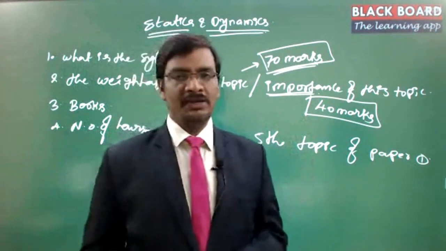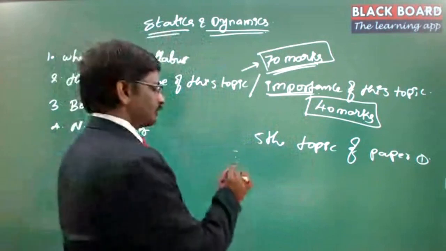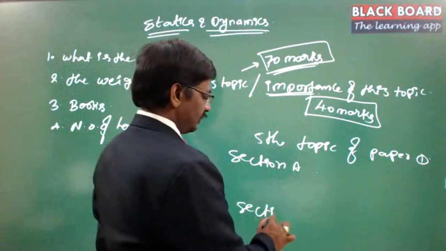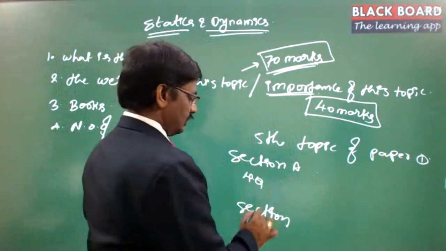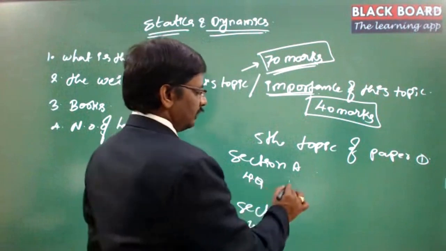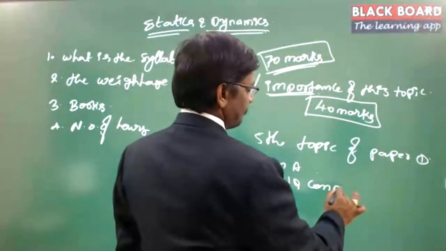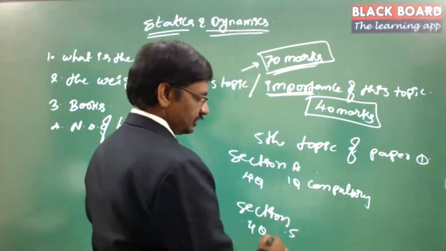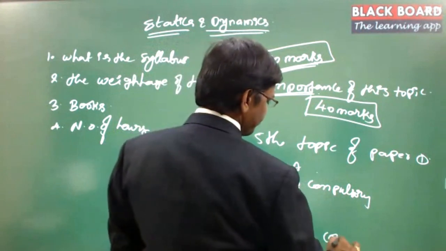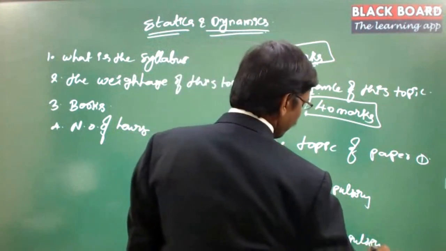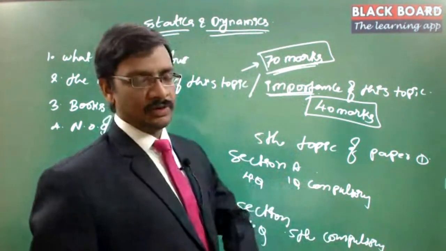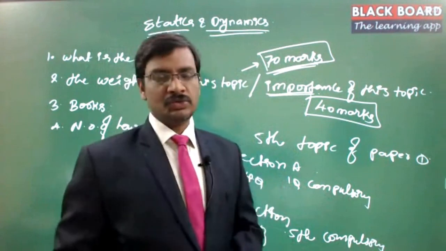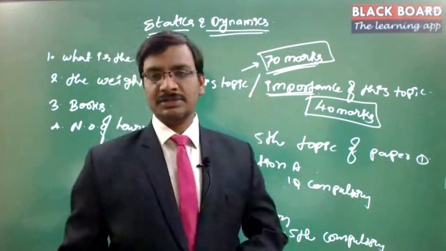In each paper we have section A and section B, and each section has 4 questions, out of which the first question is compulsory. The first question of section B is the 5th question, which is compulsory. This compulsory part has 5 different parts, 1 to 5, each carrying 10 marks. Definitely one important question there is from this topic of statics and dynamics.